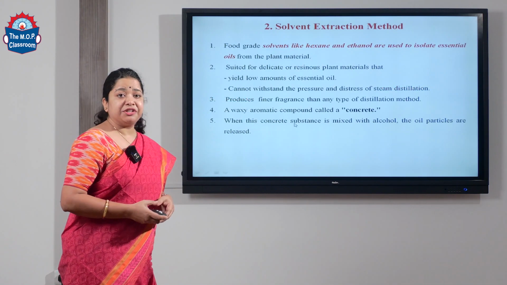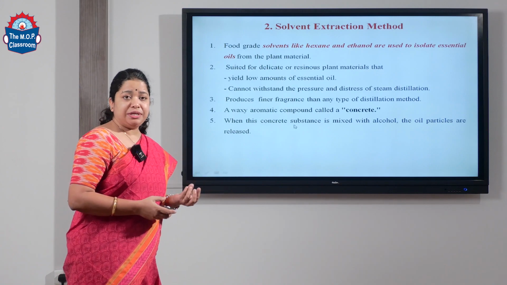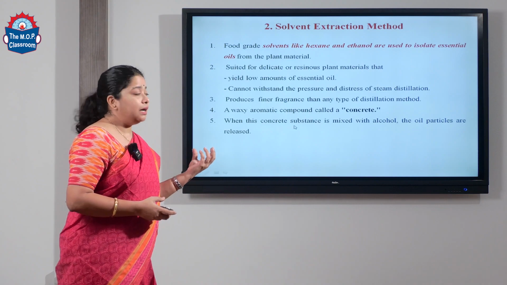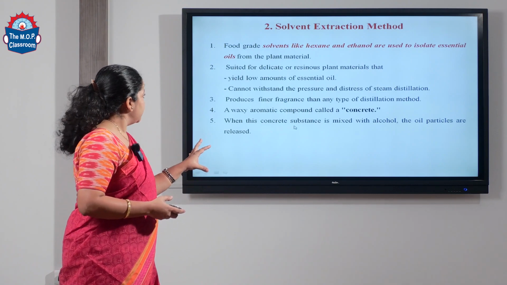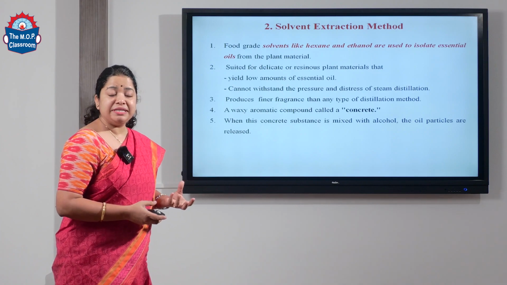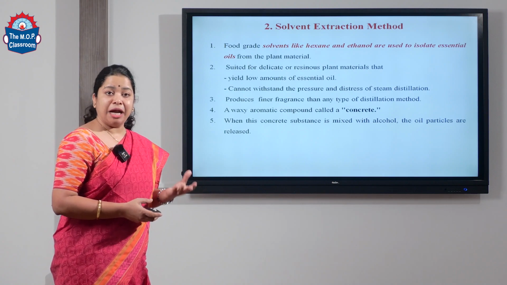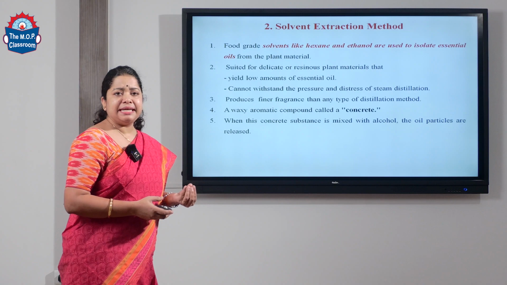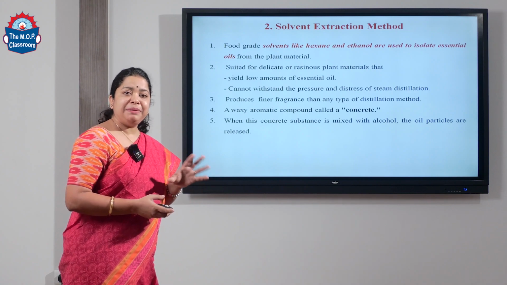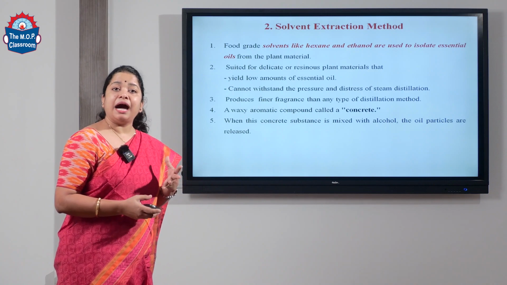Now, solvent extraction. Unlike water extraction or the hydrodistillation process, this does not use any form of water. In this solvent extraction process, we use food grade solvents like hexane or ethanol along with the plant material. This is especially suitable for delicate and resinous plants, which might be degraded if you use water and apply high temperature.